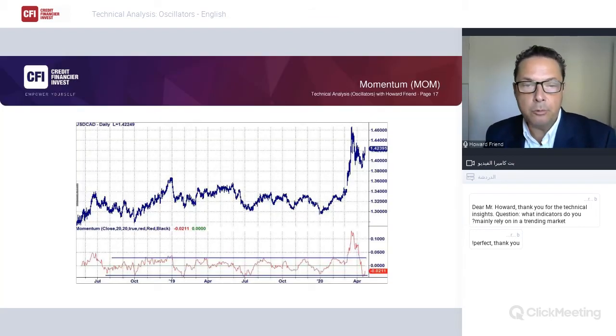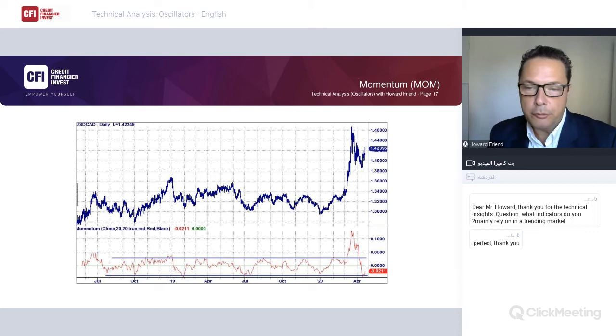Okay, another example here. This is dollar CAD. For the most part, in a sideways market, so oscillators do well in sideways markets. And then in Q1 this year, we got a big move higher on dollar CAD. So obviously the oscillator shot up and became even more overbought.